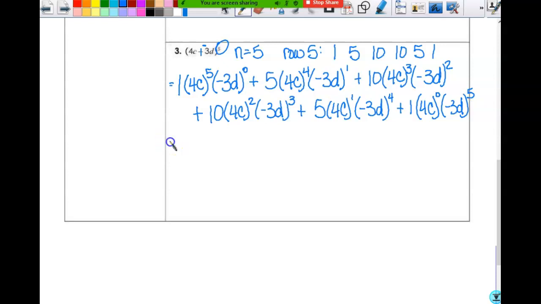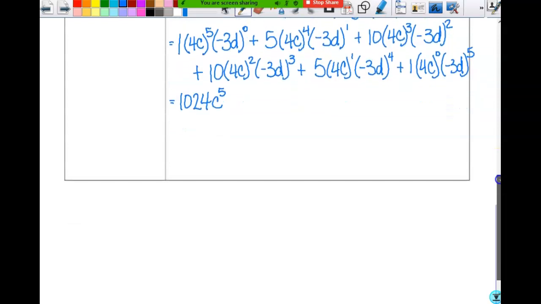So when we go to simplify this, since this is to the 0 power, this is 1, and then this is 1. So I really just have 4c to the 5th power. So I need to take 4 to the 5th power, which is going to be 1024 times c to the 5th.